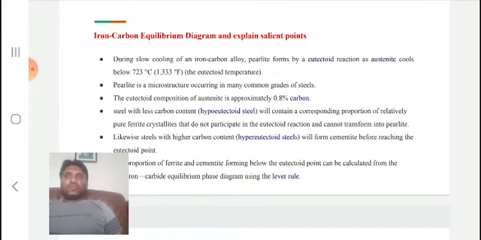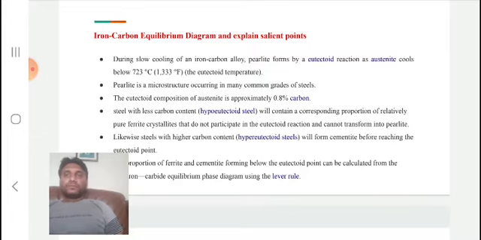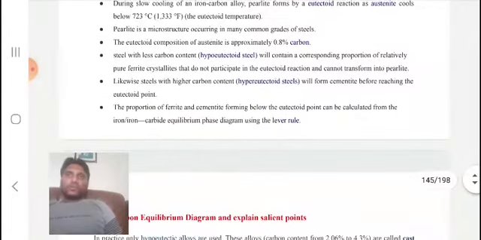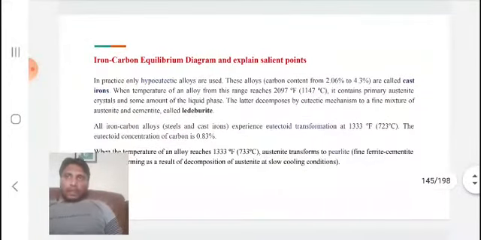So this is a very important point. The steels with less carbon content, that is hypoeutectoid steels, will contain a corresponding proportion of relatively pure ferrite crystals, that is ferrite plus pearlite. And likewise steels with higher carbon content will form cementite before reaching the eutectoid point, and the proportion of ferrite and cementite forming below the eutectoid point can be calculated from the iron carbide phase diagram using the lever rule. So in practice only hypoeutectoid alloys are used.